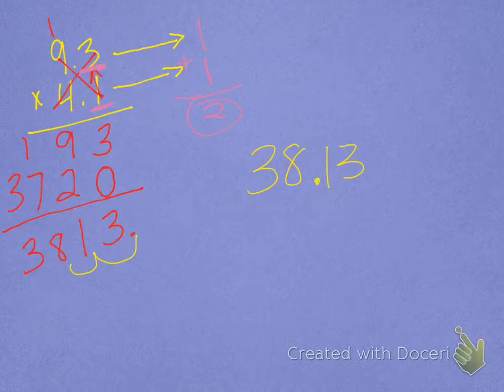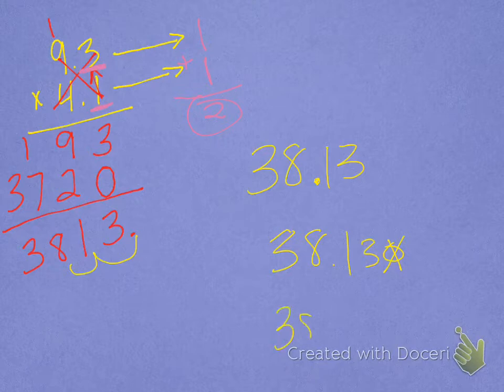My answer would be 38.13. Now remember, if you put 38.130, is that still correct? Yes, because this 0 on the back doesn't really account for anything. If you have something like 1307, then you would definitely have to keep that 0 because there's a number behind the 0.